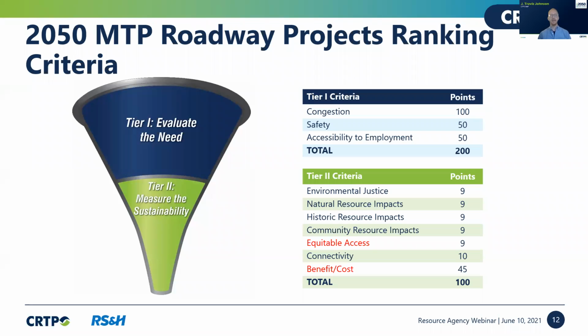So again, for the process we evaluated, we did use a quantitative and qualitative process to look at how to rank and evaluate these projects. Through tier 1, we looked at safety and congestion, and there was a certain amount of points available, so we ranked projects based upon that. Then we took those same projects and added in additional factors and new qualitative goals, such as equitable access and benefit cost, using travel demand model information to come up with the short list of projects that we think should be considered for the MTP.